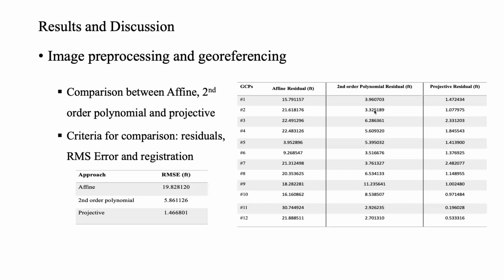In this step, I compare different transformations: affine, second order polynomial, and projective transformation, in terms of residual, RMSE, and registration according to results, as you can see in these tables. Finally, I picked the projective transformation because of having the lowest RMSE and also the best registration.